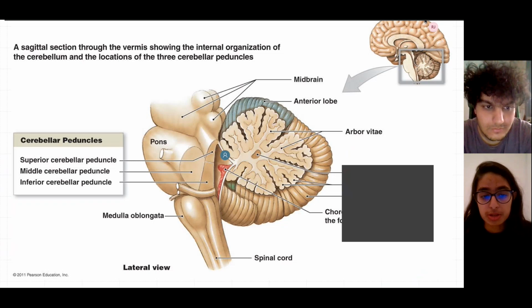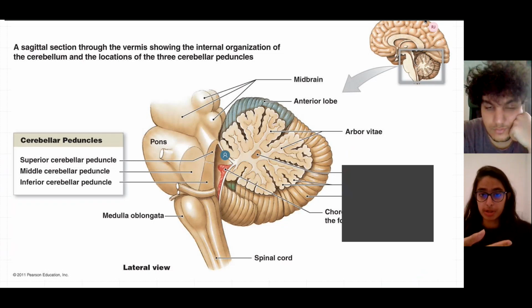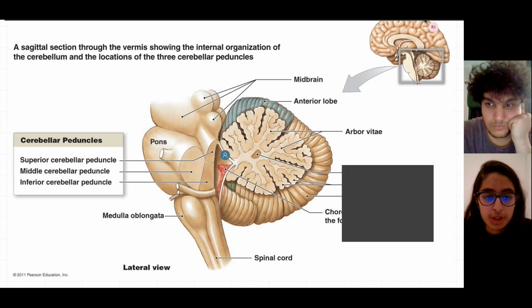We also have to talk about three important structures, which are called the cerebellar peduncles. These are just structures that help connect the cerebellum and its fibers to various other parts of the brainstem. So superiorly, we have the superior cerebellar peduncle, which connects the cerebellum to the midbrain over here. The middle cerebellar peduncle connects it to the pons, and the inferior cerebellar peduncle connects it to the medulla.